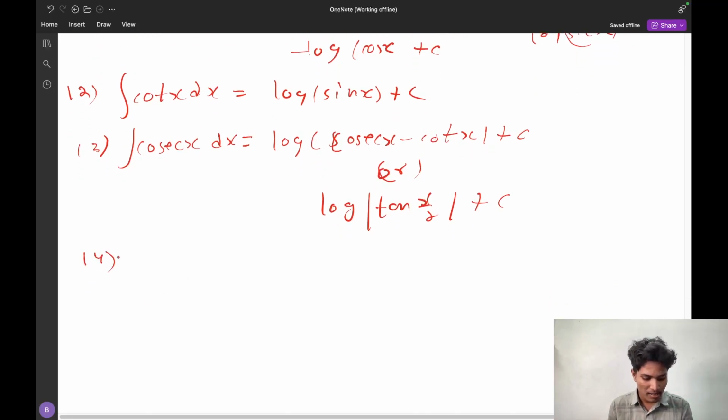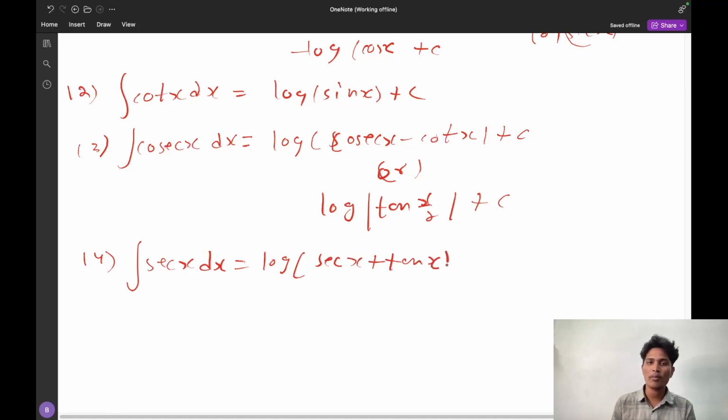And the next formula is, what is integral secant x dx? Integral secant x dx is log of secant x plus tan x. These formulas you have to remember. But there is no need to learn these formulas by heart. These are simple processes. If you want to calculate integral secant x, you can directly write integral 1 by sin x dx, and you can find the answer. So these are simple. You can easily find them.